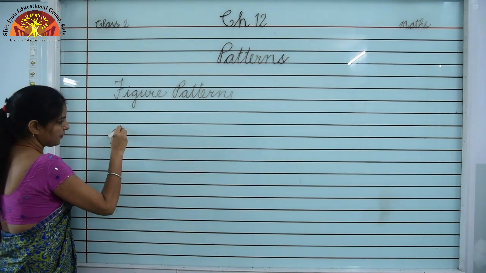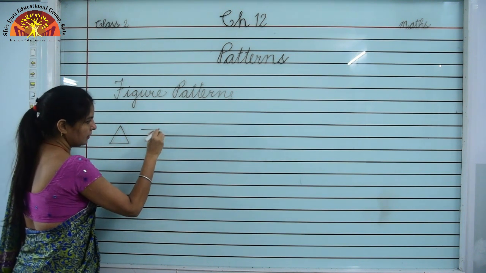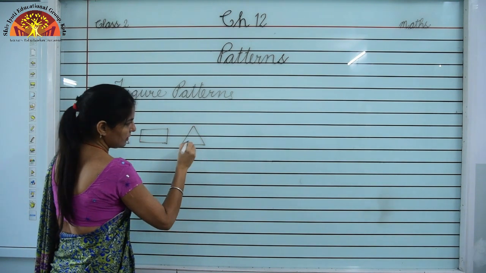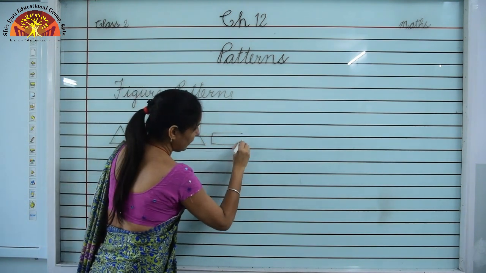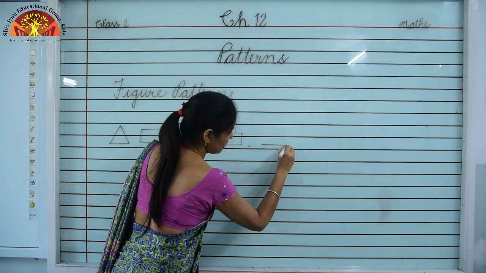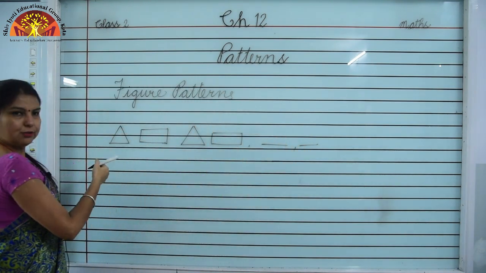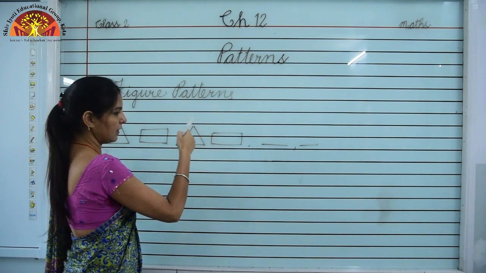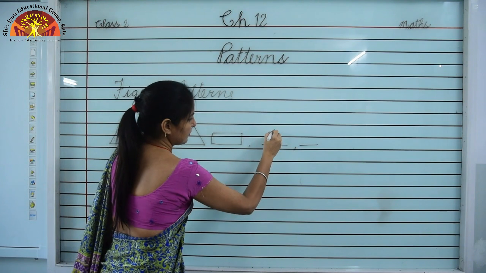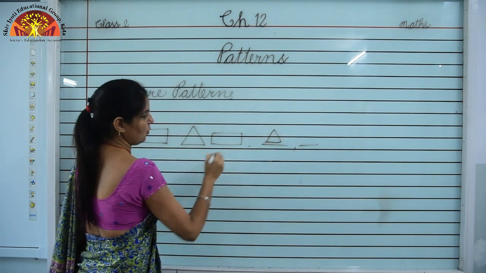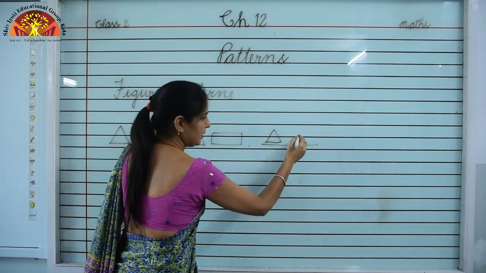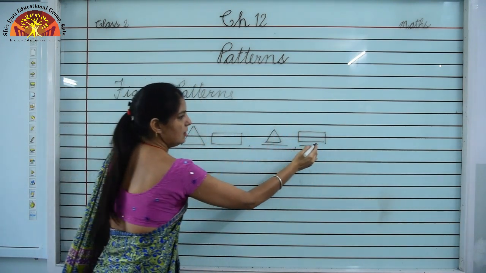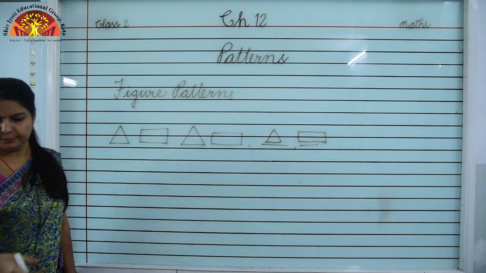Look here, triangle, rectangle, again triangle, then rectangle. Now we have to repeat these patterns. So look here, triangle, then rectangle, triangle, rectangle. Then what will come now? Triangle will come now. And after triangle, what will be there? This is rectangle. So children, this is a figure pattern which is given in the picture.